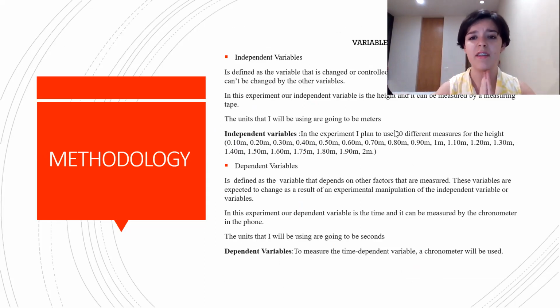The variables, this is part of our methodology. The independent variables are the variables that we can control. Here we are going to control the height. Here we have 20 different types of heights, and our dependent variables are the ones that can change, that are dependent on the independent variables, such as the time that it will take from each height to reach the ground.